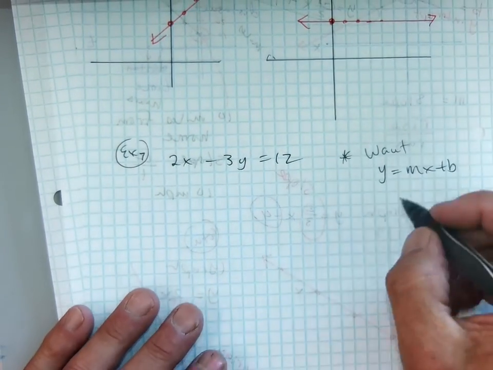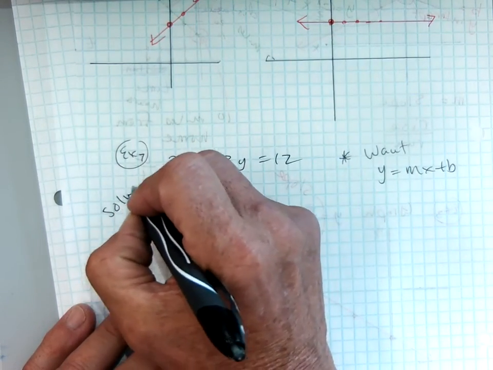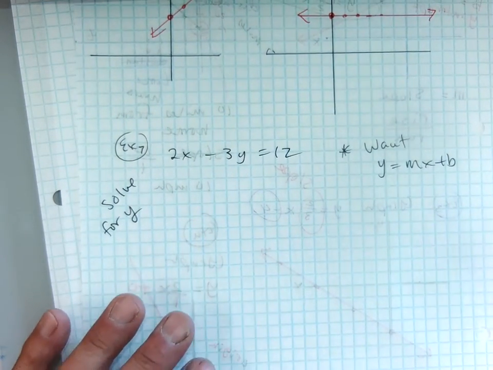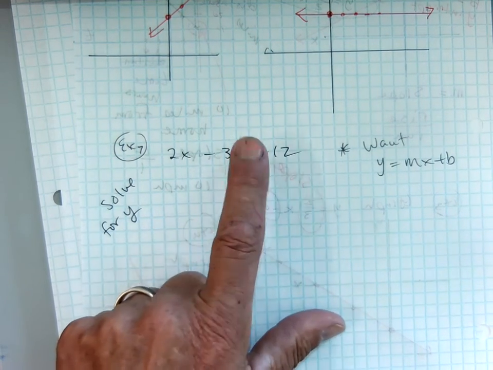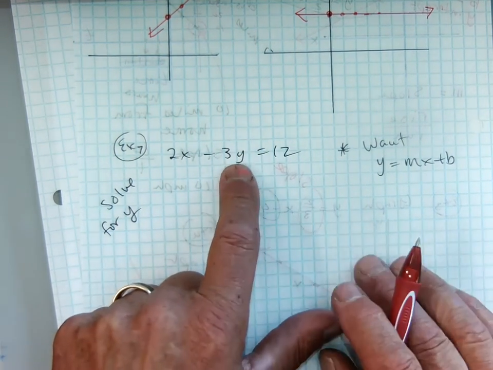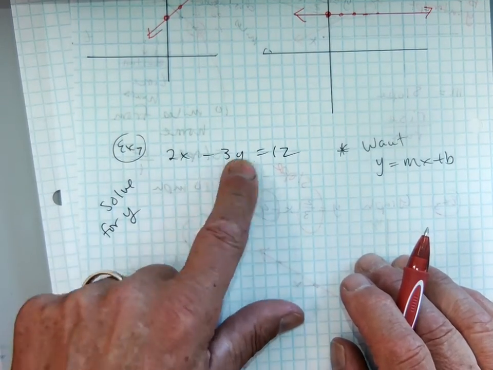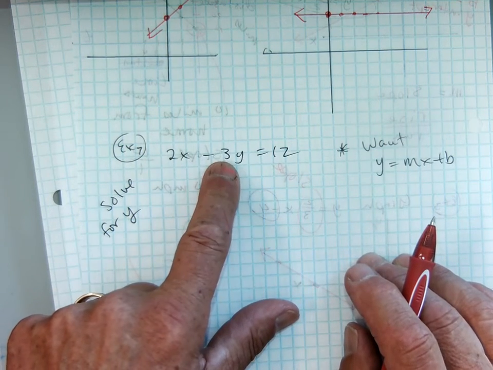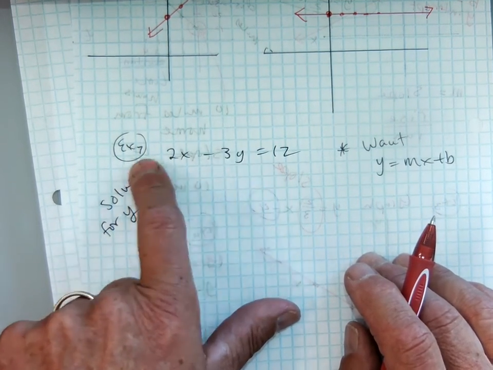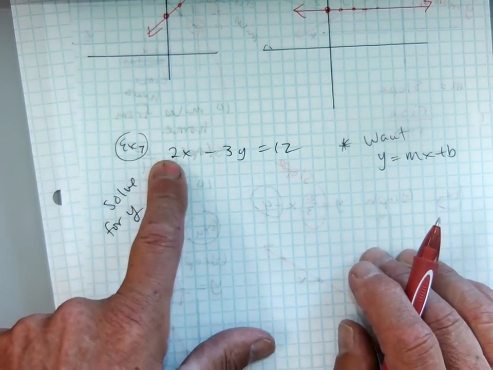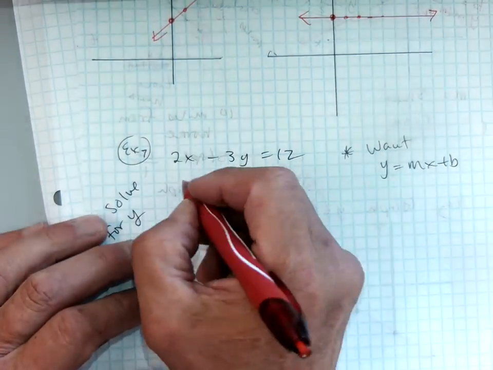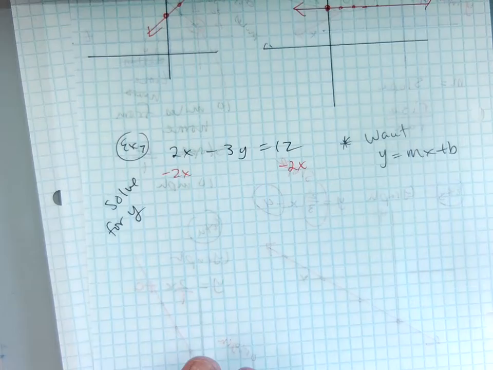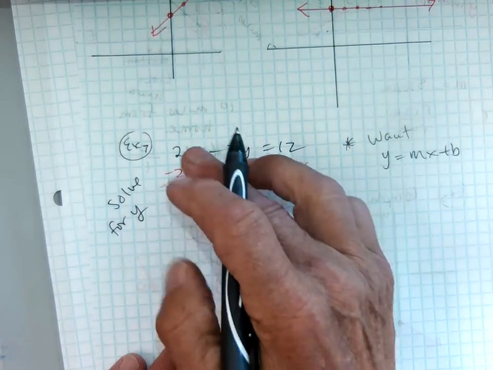So what I'm going to have to do is solve for y. All right. Well, here's y. Get rid of everything around it. So if I get rid of everything around the y, then I've solved for y. Does that make sense? I have to get rid of the 2x, and I have to get rid of the negative 3. First I'll get rid of the 2x. I'll go minus 2x to both sides, right? Okay. The 2x is gone.